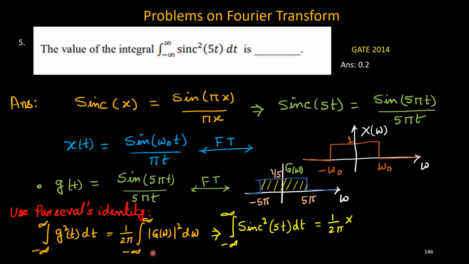You need to take the square of this one, then the area, obviously. So this scaling factor is 1 upon 2 pi, and it's squared. First 1 upon 5, that's squared, 1 upon 25. Then the width is 10 pi, minus 5 pi to plus 5 pi. So width into height. Height is 1 upon 5, that's squared, means 5 square, and the width is 10 pi. So you see, if you simplify it, 5 cancels out. So 1 upon 5 is 0.2. It's a beautiful problem. Okay.